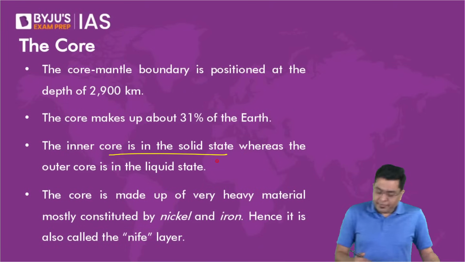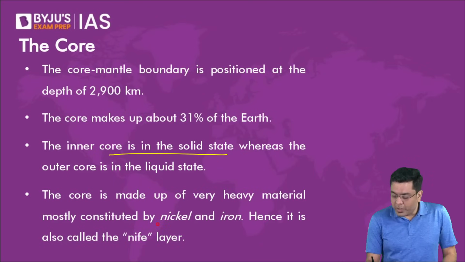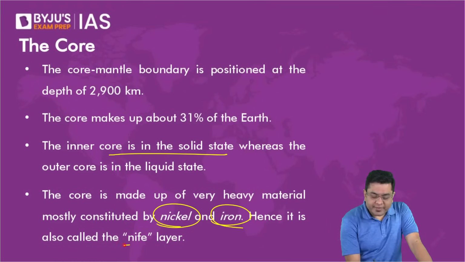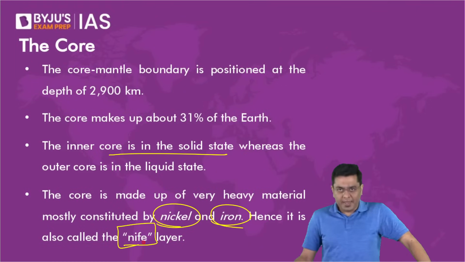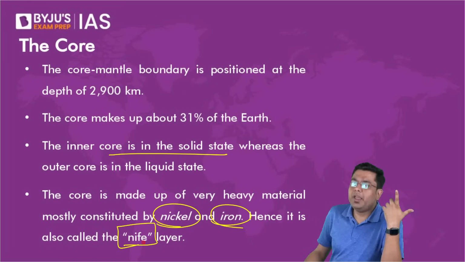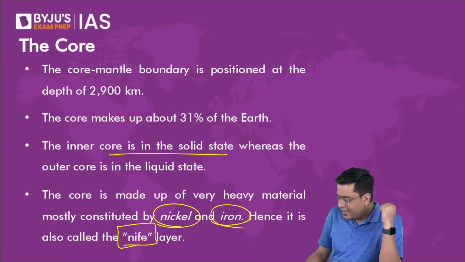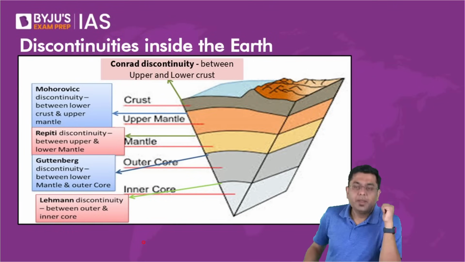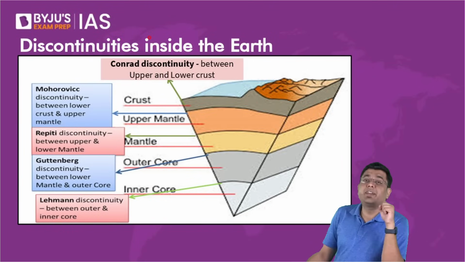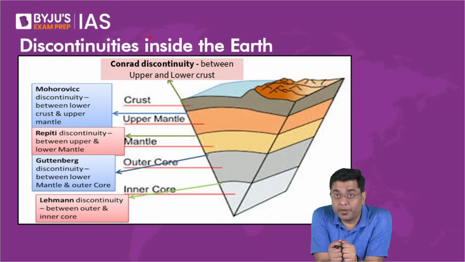And core is made up of very heavy materials, mostly constituted by nickel and iron, and hence it is also what is referred to as the NiFe layer. Ni stands for nickel, Fe stands for iron. Hence it is referred to as the NiFe layer. Okay. Now, after this, we come to something which is referred to as discontinuities within the layers of the Earth.